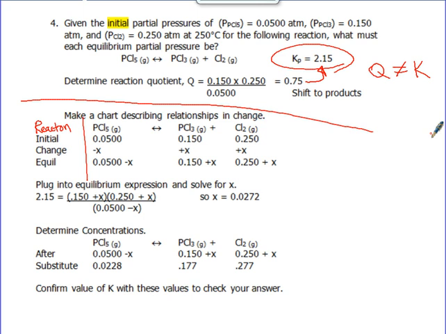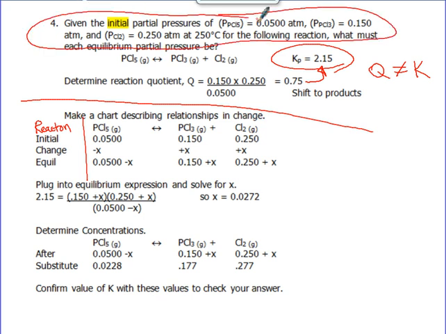I find these a little bit difficult if you don't organize the data, so we're going to take all this information from up here and put it into a chart. It doesn't say you have to do that, but it helps organize you and keep everything straight. So, what do we have initially? Initially, we have the PCl5 value, PCl3 value, Cl2 value. Change is whether it's going to shift. Is it going to shift to the right or the left?